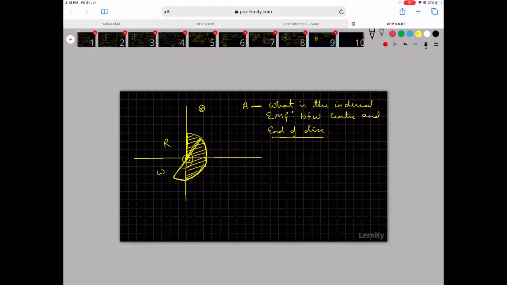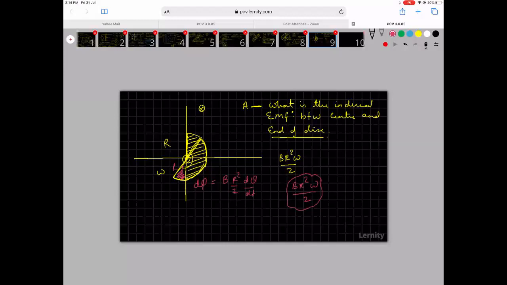So the way we go ahead with it is this, again it's going to be the same thing, B R squared omega by 2. This is going to be the change in flux. So this is R, so it will become B R squared by 2 into d theta, that is going to be d phi, so by dt. So it is going to be equal to B R squared omega by 2. That is the EMF induced.